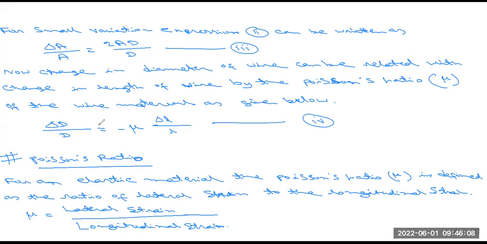This is basically the change of the diameter. It can be related with the change of the length by the Poisson's ratio. So this is delta d by d equals minus mu delta L by L.